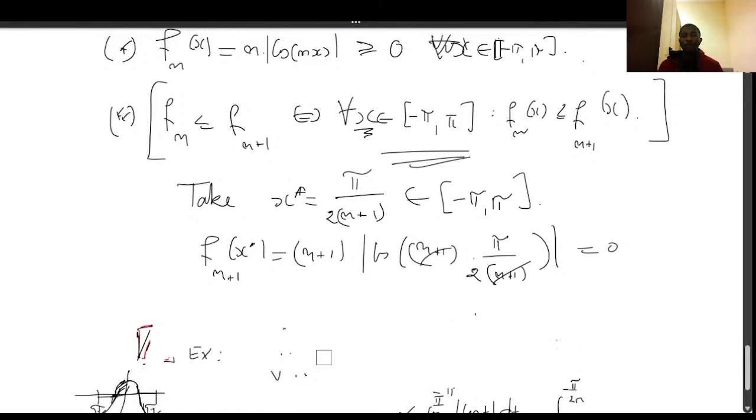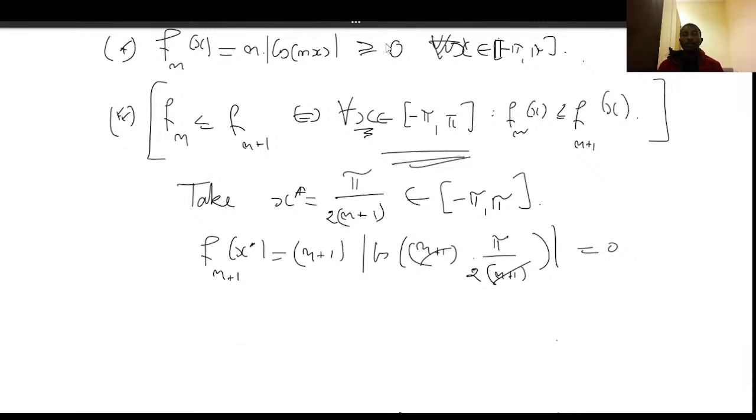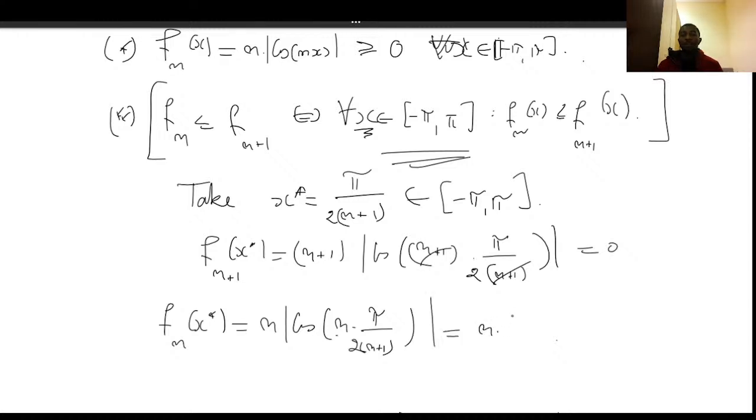Here, consider the other term, f_n, and see if we will get something that is less than this. Consider the other term, f_n(x*), which is n times the modulus of cosine of n times pi over (n+2)+1, which is n times the absolute value of cosine of n over 2(n+1), multiplied by pi over 2. But this is not equal to 0, then it is strictly greater than 0.